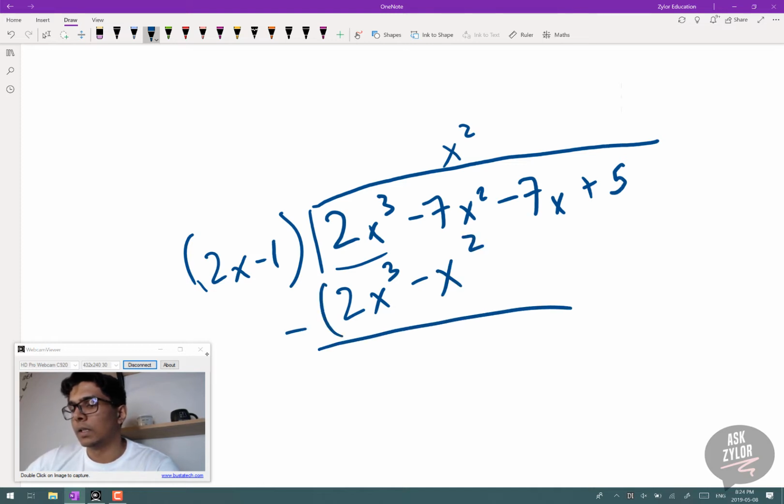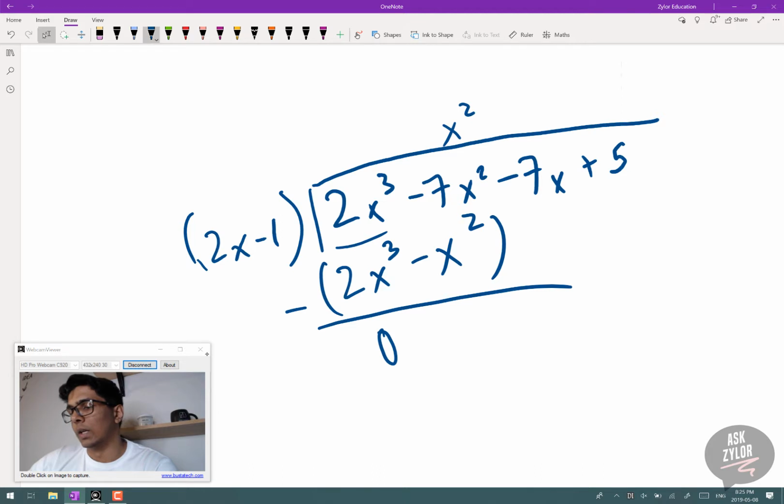And then my next step is to subtract the top from the bottom, so I have 2x squared minus 2x squared should give me 0. So that's the goal. I need to try and eliminate the first term in every step of my long division. So then I have minus 7x squared minus x squared gives me minus 6x squared. Then I'm going to bring down the next term, so I have minus 7x.